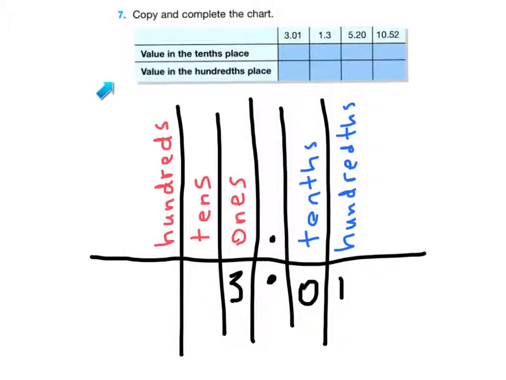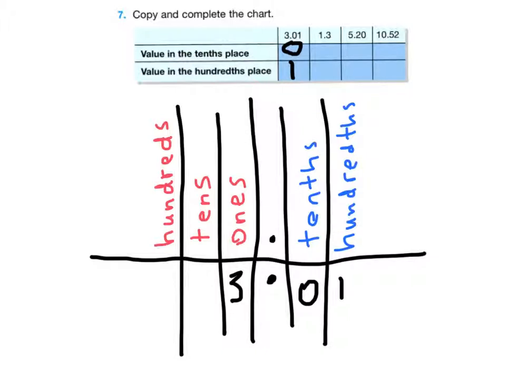So they want you to find the value in the tenths place. So you look at tenths here, and then you look down, and the value is 0. So the value that you write down in this box, in this blue box here, is going to be 0. And then in the hundredths place for that number, again, all we have to do is look over here, and you see a 1, right? So you go back there, and you write a 1.